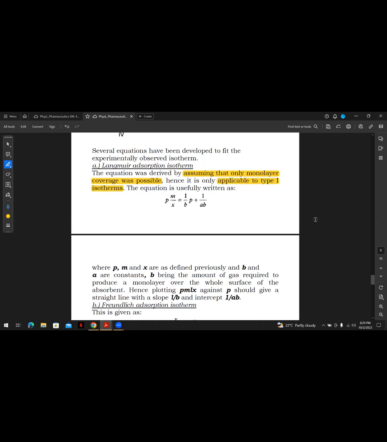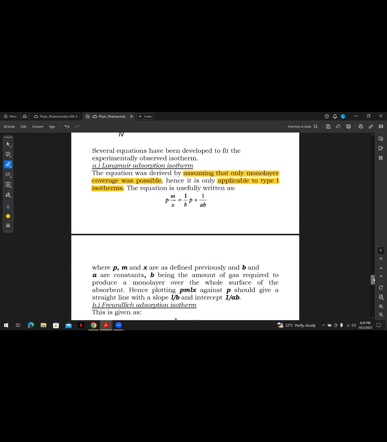Pm over x is equal to 1 over bp plus 1 over ab, where p, m, x are defined previously, and b and a are constants, where b is the amount of gas required to produce a monolayer. So plotting pm over x against p should give a straight line with a slope of 1/b and intercept of 1/ab. So basically just go back to the graph. That is what I'm trying to explain.